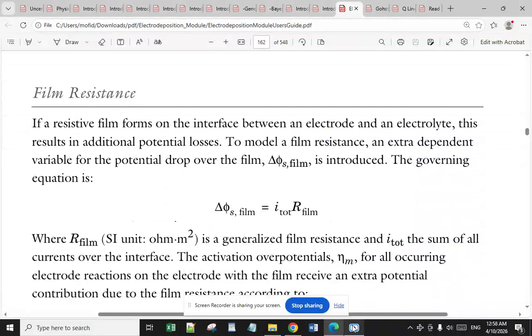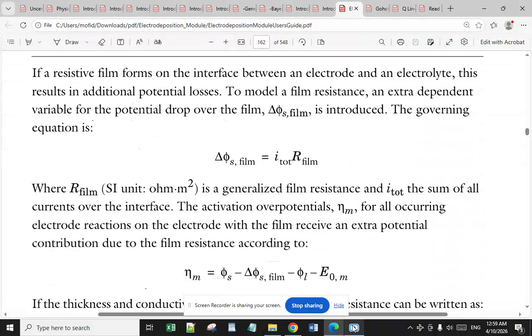Now I'm going to go through the film resistance. If a resistive film forms on the interface between an electrode and electrolyte, this results in additional potential losses. To model a film resistance, an extra dependent variable is added for the potential drop over the film, delta V_s,film. The governing equation is delta V_s,film is equal to i_total times R_film, where R_film, which is a resistive film based on the SI unit ohm square meter, is a generalized film resistance, and i_total is the sum of all currents over the interface.